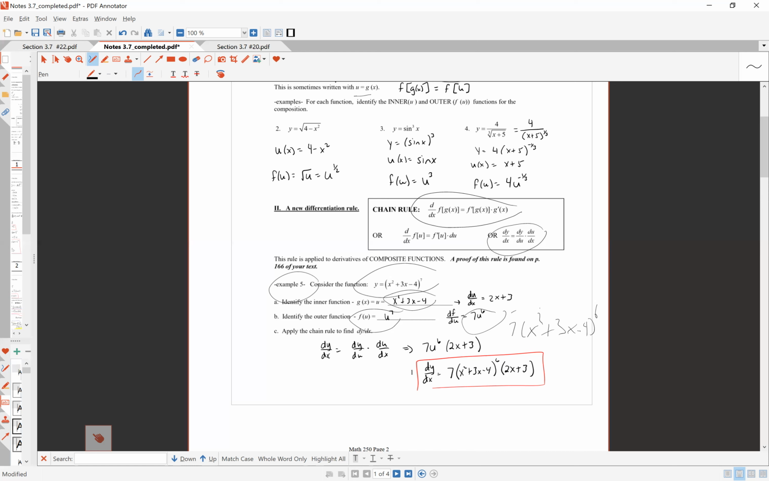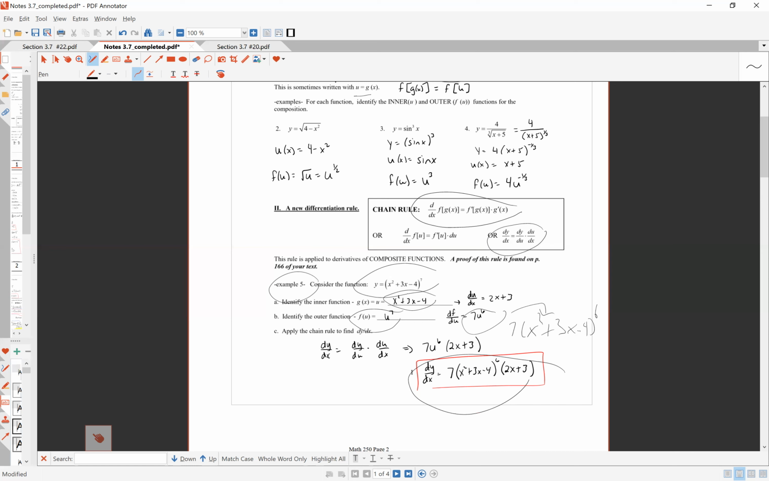So that's df/du. And then we just multiply them together. dy/dx is dy/du times du/dx. So then it's 7u to the 6th, which is 7 times (x squared plus 3x minus 4) to the 6th, times (2x plus 3). It almost looks like a quotient, dy/du times du/dx. The du's don't actually cancel, but it's intuitive, right? You cancel the du's and you have dy over dx.